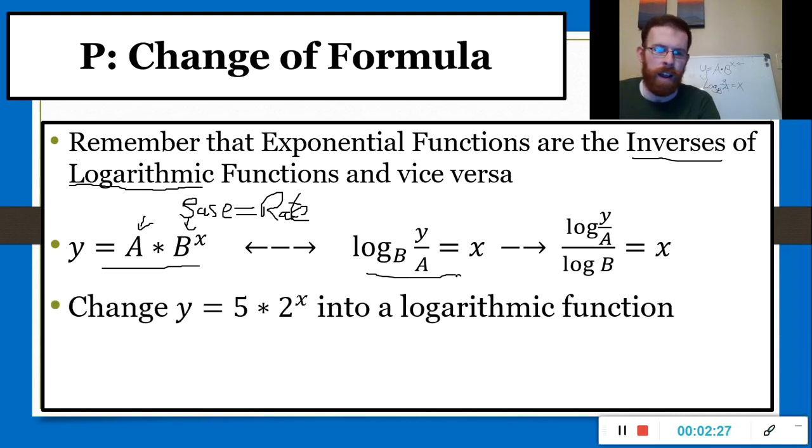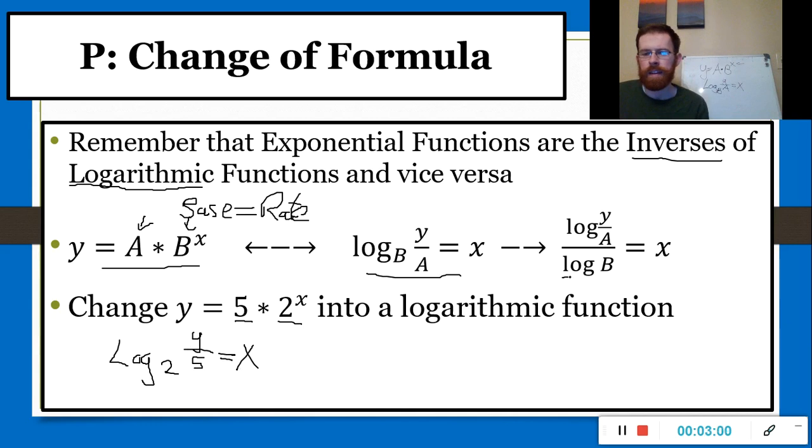So, if I have this, change y is equal to 5 times 2 to the x into a logarithmic function, I notice that 5 is my initial term because it's the one without the exponent. 2 is the base because it has the exponent. So this is going to be log base 2 of y over 5 is equal to x.